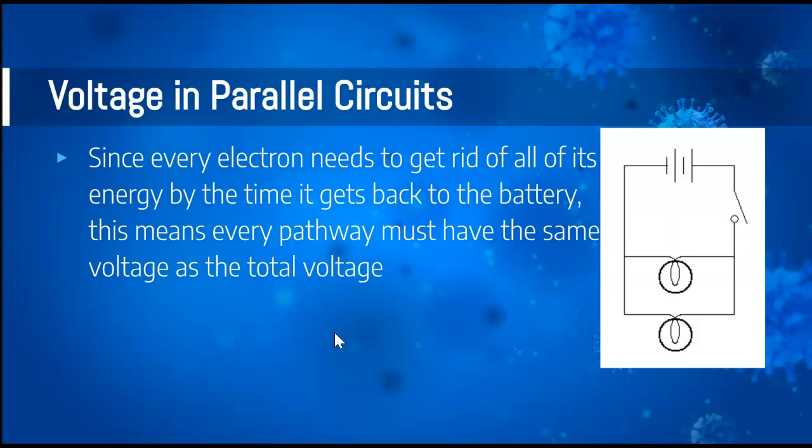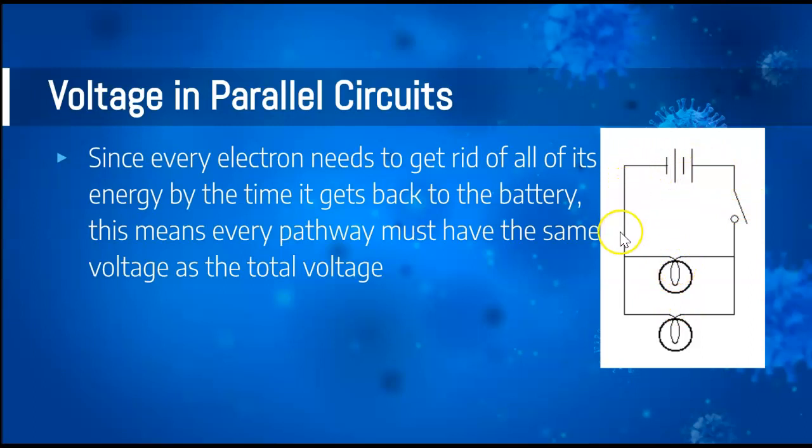energy by the time it gets back to the battery. We've already mentioned that a few times. That means that no matter which pathway an electron takes, it has to get rid of all of its energy. So if an electron travels here and goes through this lamp and goes back, it has to get rid of all of its energy at this lamp.